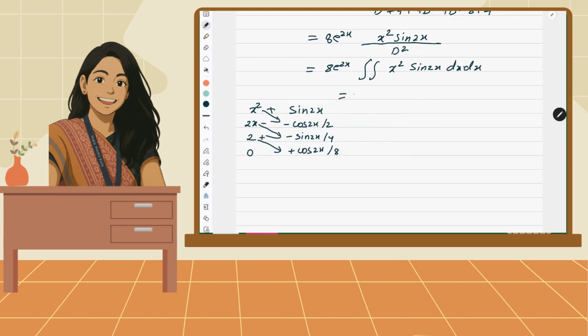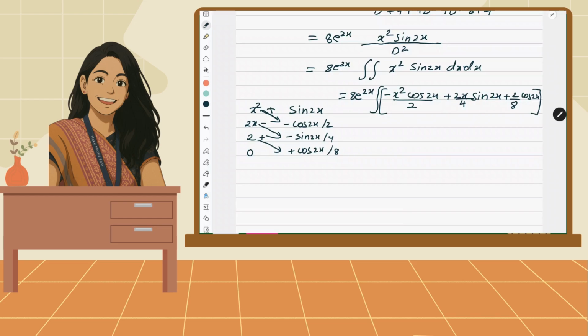Now I can write it as 8 e to the power 2x, and one integral is done. What will be the first term? Minus x square cos 2x upon 2. Second term will be minus minus plus, so plus 2x by 4 sine 2x. Okay, and the third term will be plus 2 by 8 cos 2x. You just have to read the cross arrows. So that will give you the terms, right? So I got these terms.